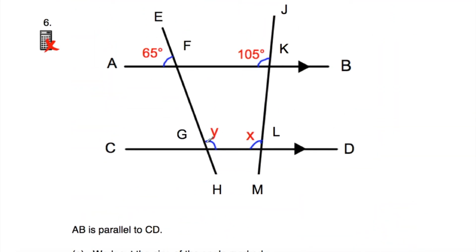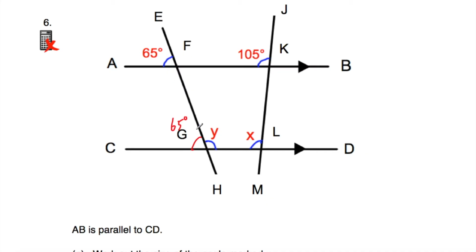So if we want to work out the size of this angle marked Y, I'm now going to look at our two parallel lines, the lines AB and CD, and we've got this diagonal line that crosses them. I want to find the size of this angle here. Now, there are quite a few different approaches we could use. Thinking back to, I think it was question 4, there are a few different approaches. One approach is to say, well, if this angle here is 65 degrees, this angle down here would be 65 degrees. They're corresponding to each other.